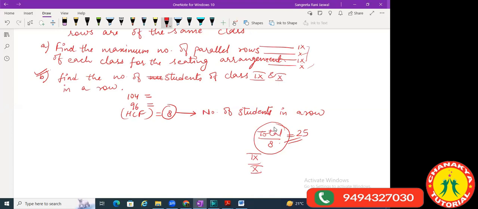Children, how to find the maximum number of parallel rows of class 9th and 10th? See, in your class 10th, you had 104 students. You divide it by 8, you get 13. That means 13 rows will be there of class 10th. And of class 9th, you have 96 students. You divide it by 8, you get 12. So that means 12 rows are there of class 9th. So the total number of rows are 25.